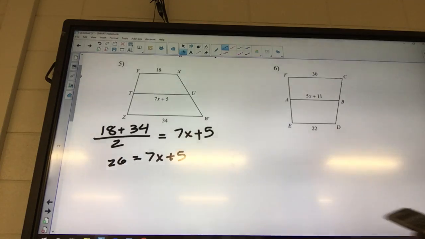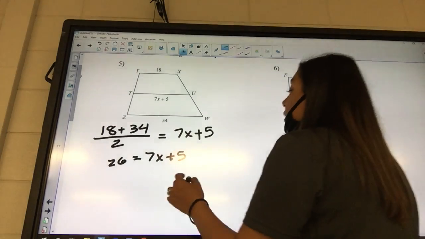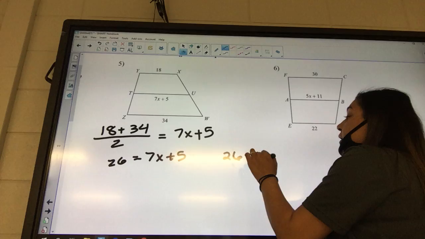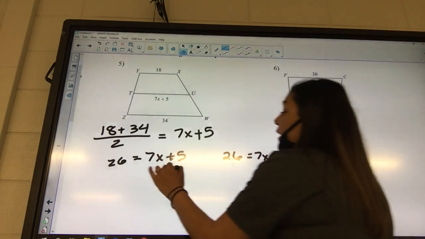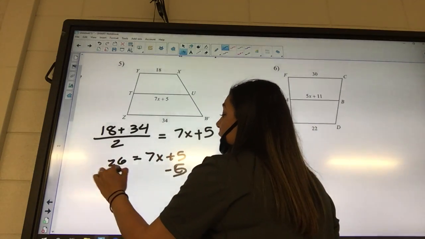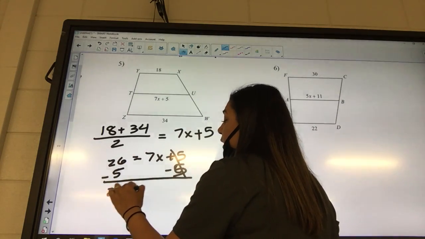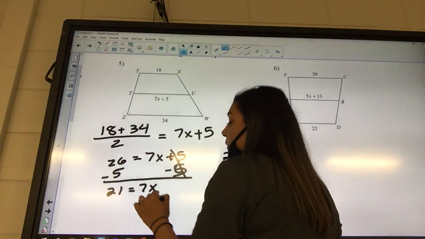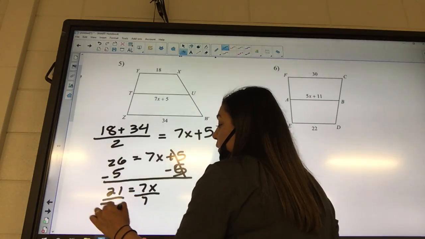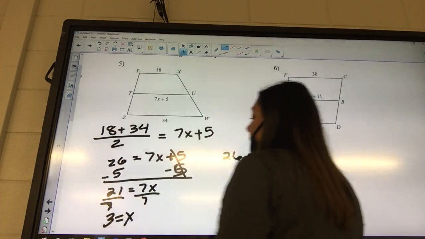There are 2 ways to go about this. You can leave the x where it's at. Instead of doing letters to the left and numbers to the right, you can leave the letter wherever it's at and move all the numbers over. Or you can move the letters also. So I'm going to do this twice so you guys can see what's happening. On this one, if I left it alone, I could say minus 5. 26 minus 5 is going to be 21 equals 7x. And then when we divide by 7, x equals 3.